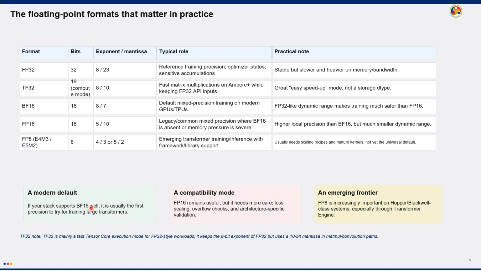If your stack supports BF16 well, it is usually the first precision to try for training large transformers. That is the prescribed choice, because the dynamic range is always better in brain float, as this data type was particularly curated for AI workloads. FP16 remains useful because it's very good for loss scaling, overflow checks, and architecture-specific validation, because earlier architectures always support FP16, and emerging frontiers like Hopper and Blackwell class GPUs will support FP8 for large transformer training.